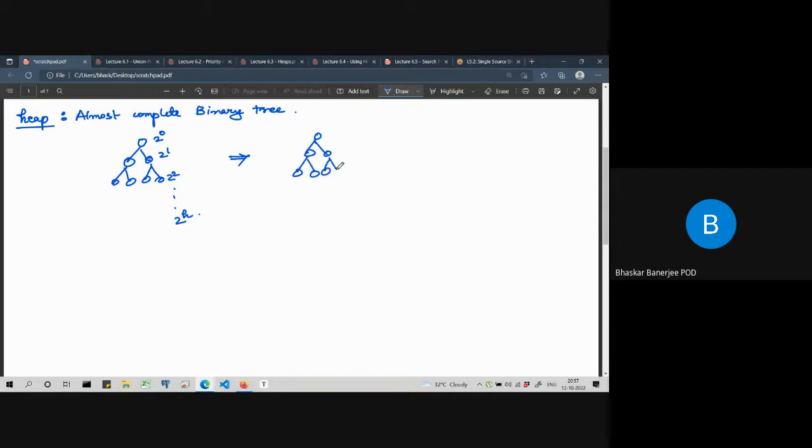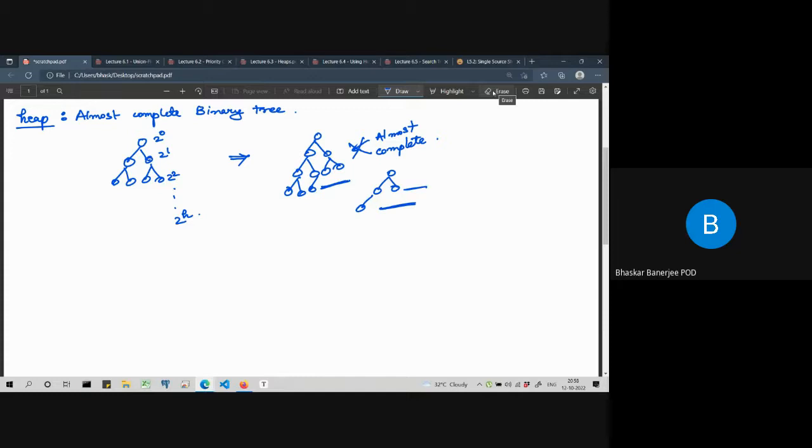So let's say this is an almost complete binary tree. Almost complete, only the last level. If I say that you do not have this node over here, then I cannot say it's an almost complete binary tree. So only the last level, only this last level, might not be full. Let's take another simple example. This is also an almost complete binary tree because up till this level it is filled. Only the last level has empty nodes, I mean empty positions. So a heap is an almost complete binary tree.